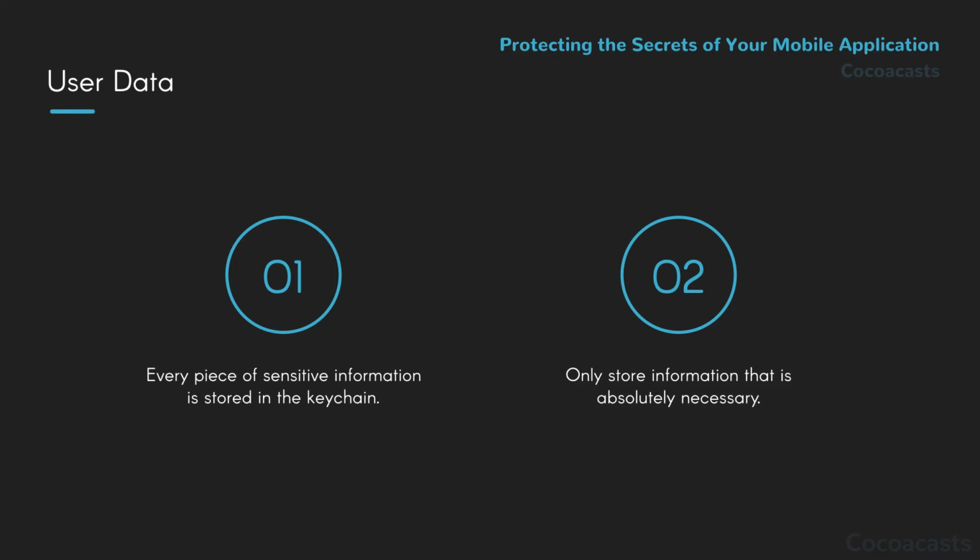You could store the user's email in the keychain for convenience. If the user signs out and signs in at a later point in time, it is convenient for the user to see the email text field pre-populated.